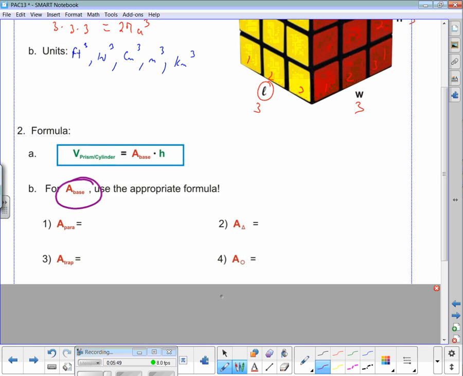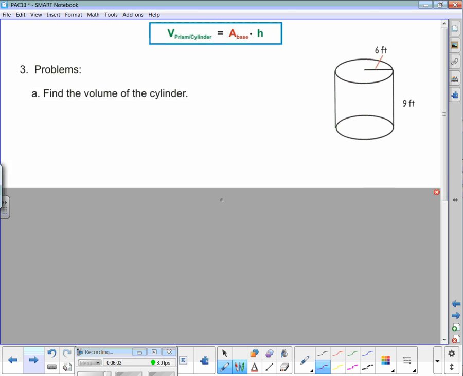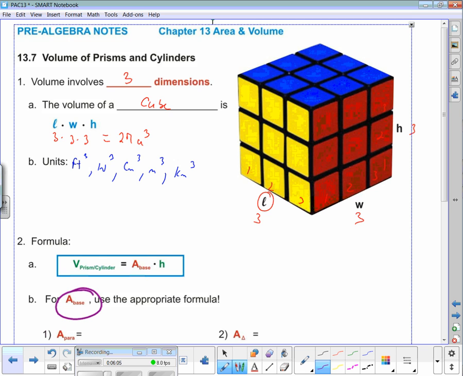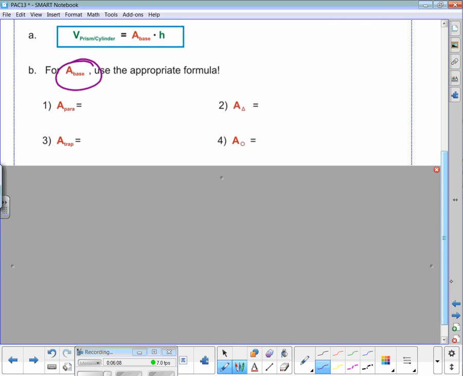Different prisms or cylinders have different bases. So for this, let me go to this page. I'll come back in a minute. Did I have them down there at the bottom? Let me see. Let's get rid of these.